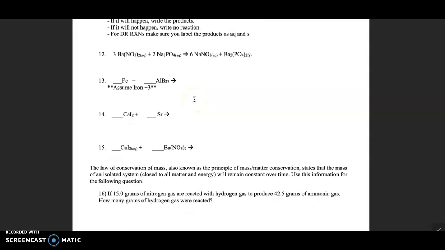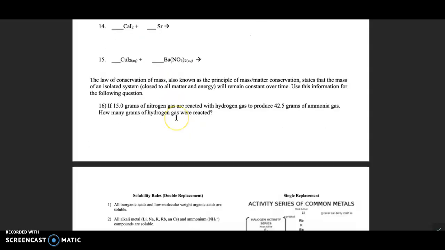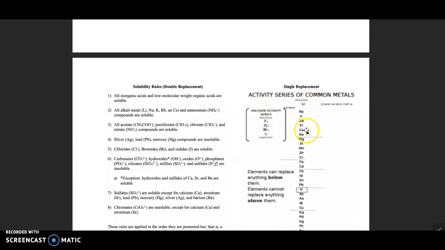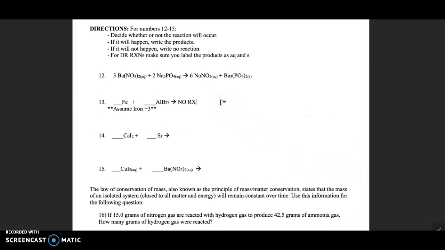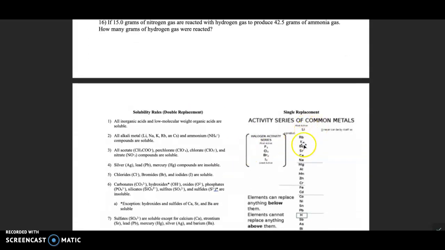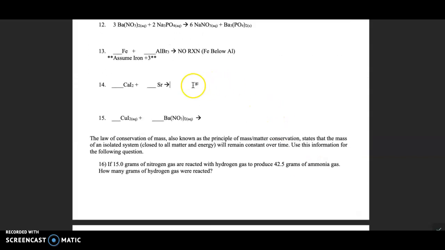The other 3, I have a double replacement down here. We're just assuming that this one is aqueous down here. Okay. So is iron above aluminum? That's what I'm looking for here, is iron above aluminum. There's aluminum and there's iron, so this one would be no reaction. Fe is below Al. Here, strontium has to be above calcium. Is strontium above calcium? There's strontium right above calcium, so yes, it will occur, meaning I have to switch these.